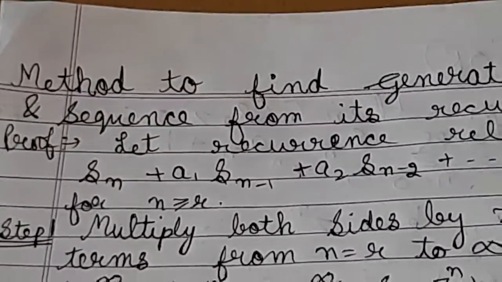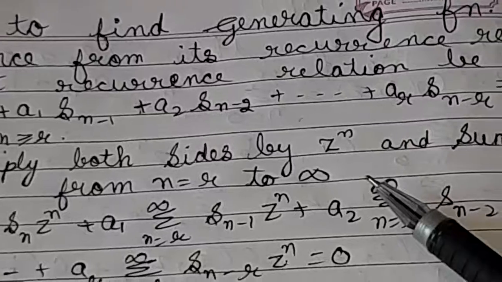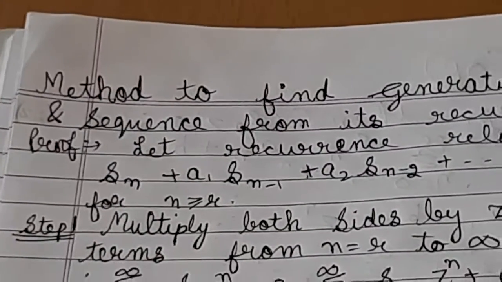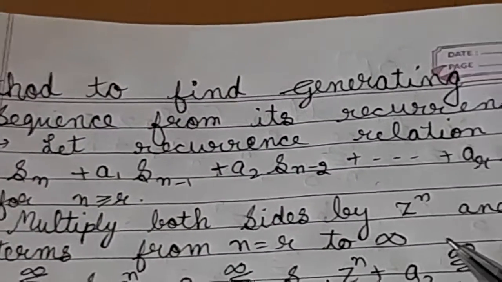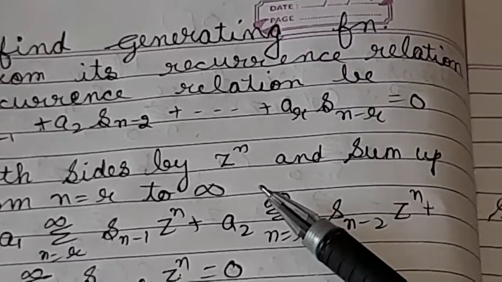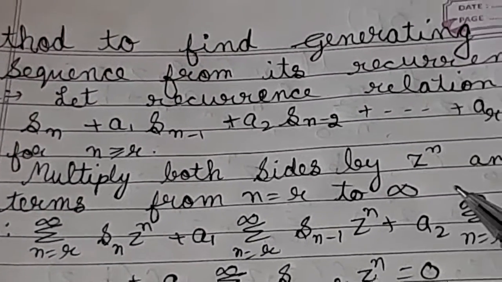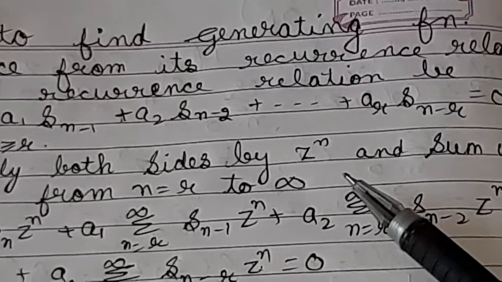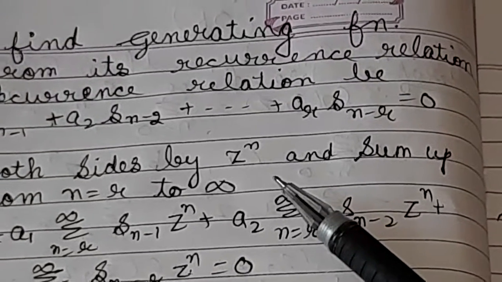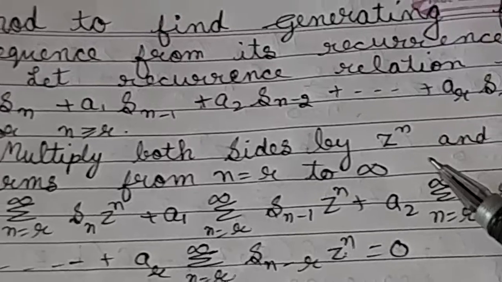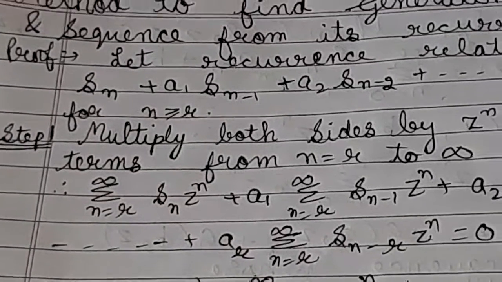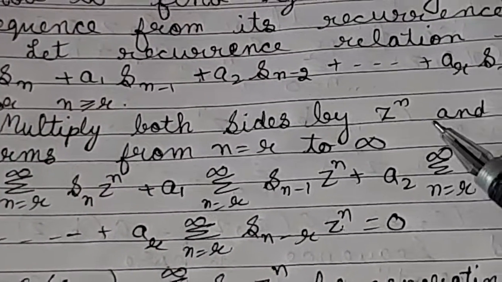Next is, if a recurrence relation is given, then how we can find the generating function and sequence from it. Let the given recurrence relation be Sn + a1 Sn-1 + a2 Sn-2 + so on + ar Sn-r = 0 for n greater than or equal to r. The first step is to multiply both sides by z raised to power n and sum up terms from n equals r to infinity.